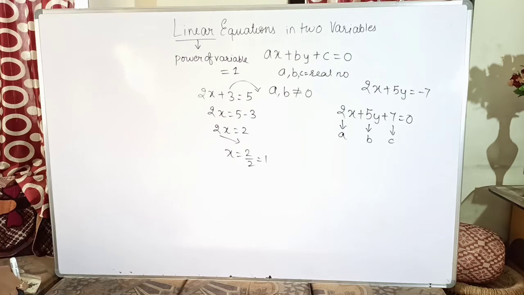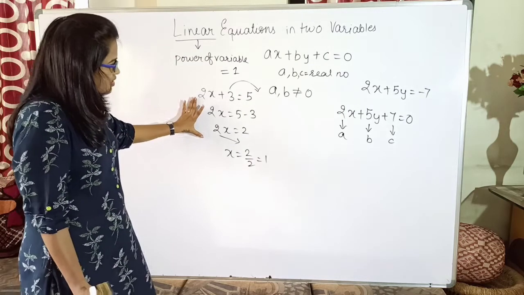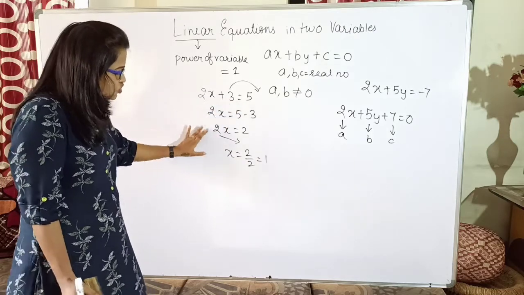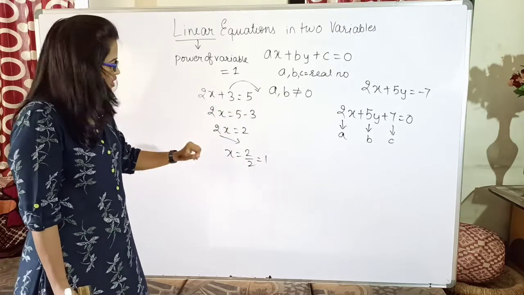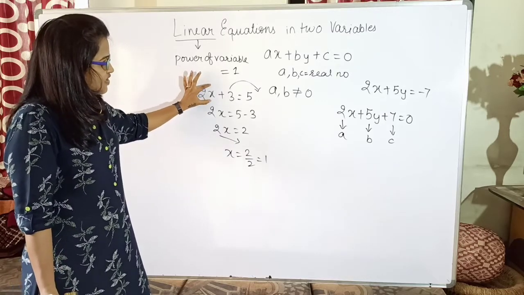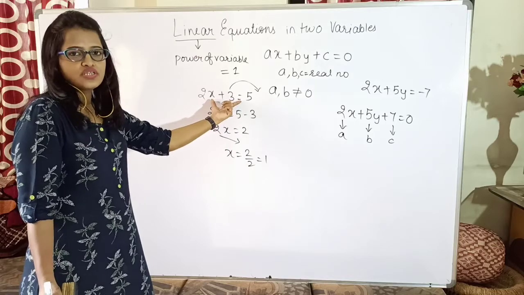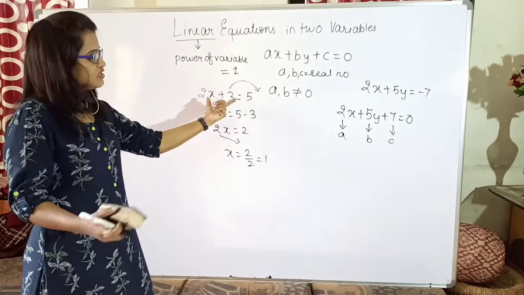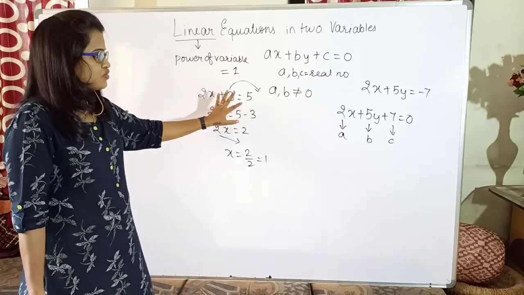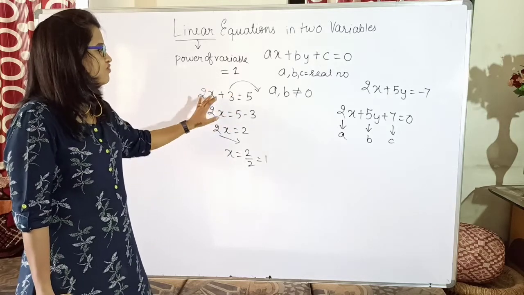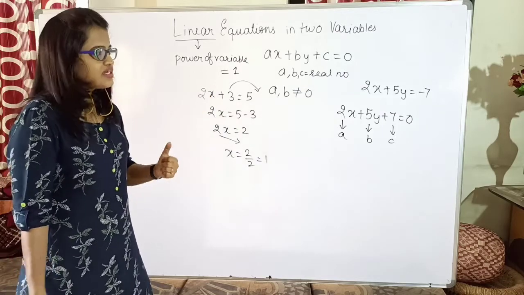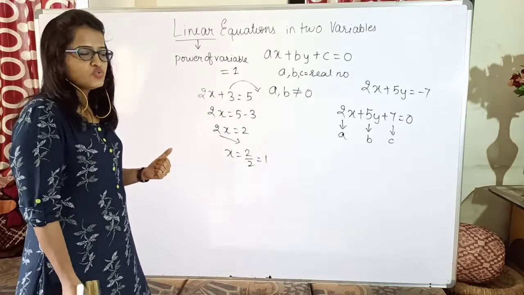Okay, so now when I took this example and you solved, you got the value of x as 1. What does it tell us? It tells us that only for the value of x as 1, in the given equation, the LHS is equal to RHS. Yes or no? 2x plus 3 equal to 5 means only for the value of x equal to 1, the given equation satisfies. Is the same condition with respect to linear equation in two variables?